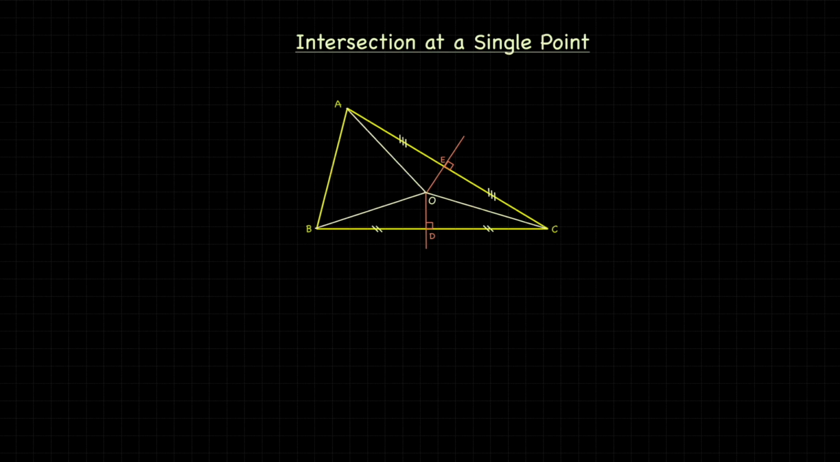Now since O is equidistant from all three vertices, a circle can be drawn centered at O with radius OC, and this circle will pass through all three vertices. This is called the circumcircle. We can also reason that this circle will completely enclose the triangle.